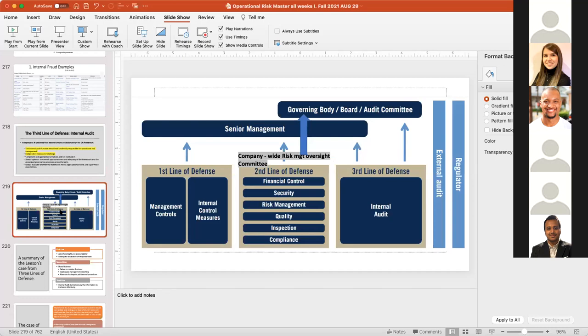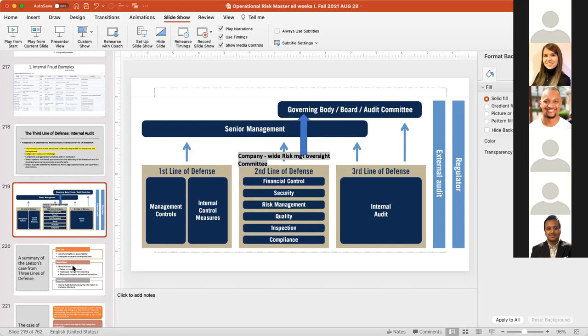This is a picture that depicts what we had just been talking about, the first and the second and the third lines of defense. I've marked it up a little bit because I want you to remember that the second line of defense is the company-wide risk management function. And the second line of defense can also go to the governing body, the big audit committee, the enterprise one.